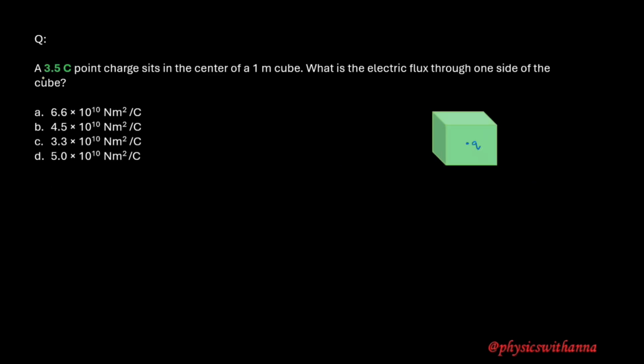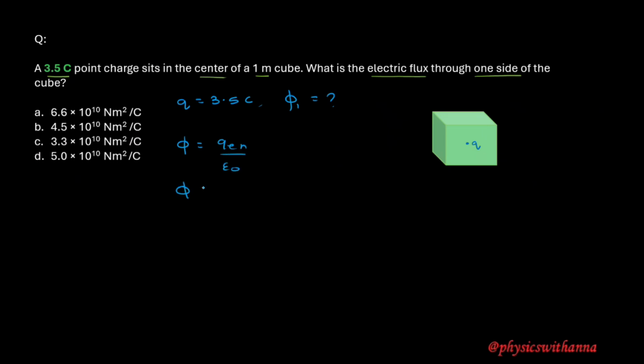Next question. A 3.5 coulomb point charge sits at the center of a 1 meter cube. What is the electric flux through one side of the cube? So here in this question, charge Q is at the center of the cube and the value of Q is 3.5 coulomb. We need to find what is flux through only one face of the cube. Now, because of the charge at the center, there will be flux through the entire cube. And we can write this flux phi to be equal to charge enclosed over epsilon naught.